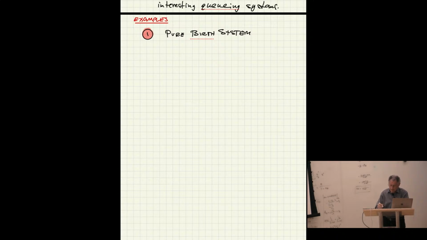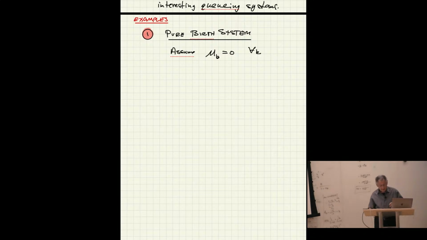So what does that mean? It means that there's no death rates. Namely, assume that mu sub k equals 0 for all k. No deaths. Now what does that mean? Let me go back to something we've seen before.